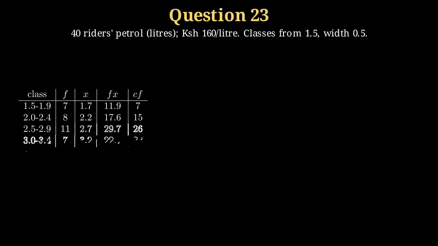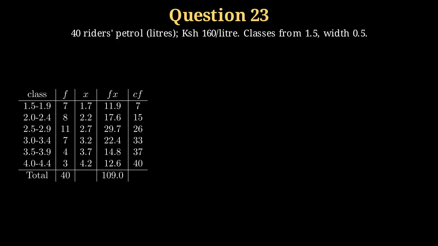Question 23. 40 riders' fuel is recorded, and each litre costs 160 shillings. Part A. Tally the data into classes of width 0.5, starting at 1.5. The frequencies come out as 7, 8, 11, 7, 4, and 3, adding to 40. We also list each class midpoint x, the product fx, and the cumulative frequency.